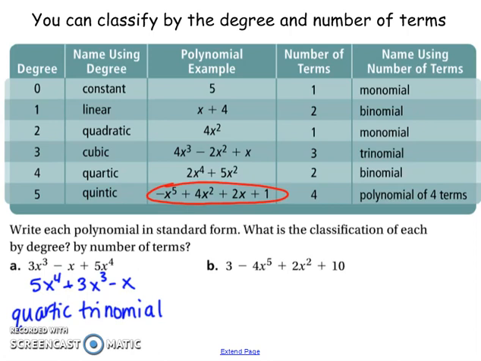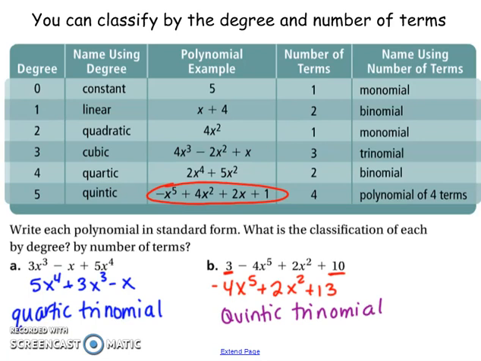Okay, now if I look at b here, again, I'm going to put it in standard form first. So negative 4x to the 5th goes first, then plus 2x squared. So now I have 3 and 10, which can combine together to give me 13. So what's happened is I went from having 4 terms to now I have 3 terms. So when you go to name this, you have to name it based off of the simplified version. So it's not 4 terms anymore, it's 3. So when we name this, its degree is 5. So this is going to be a quintic. And it's a trinomial because there's 3 terms.